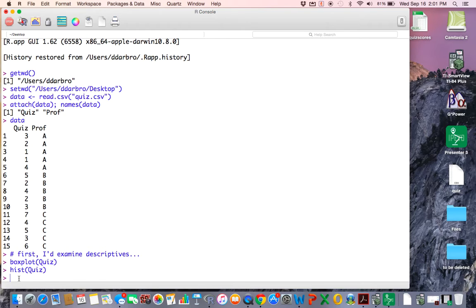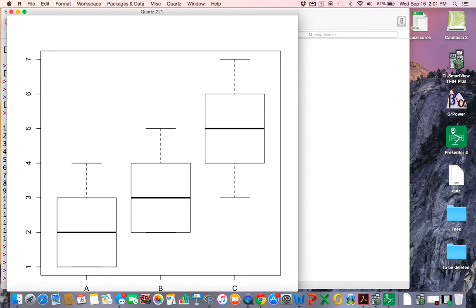Now, one other thing I could do that may be kind of cool is I could look at my quiz scores across the professor. And just as we thought, Professor C's scores appear to be pretty high. And if we look at the lowest score for Professor C, it is equivalent to Q3 for Professor A. So I'm expecting the ANOVA to probably be statistically significant here.